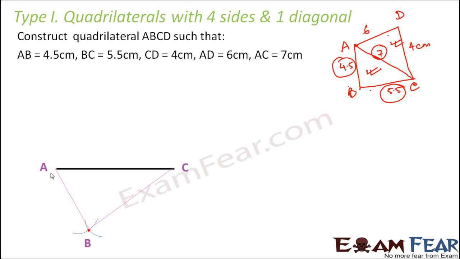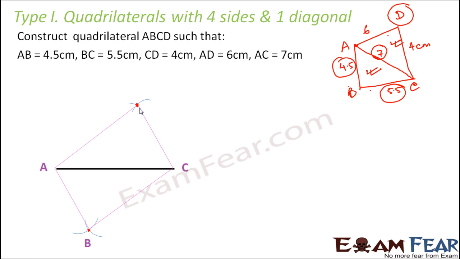So now you have to draw triangle ADC. For that you will have to find out the position of this point D. So again in a similar way, we will consider A as the center, we will draw an arc at a distance of 6 centimeters like this. Similarly again we will consider the center at point C and draw an arc at a distance of 4 centimeters and then again this would be the point where both the arcs would intersect.